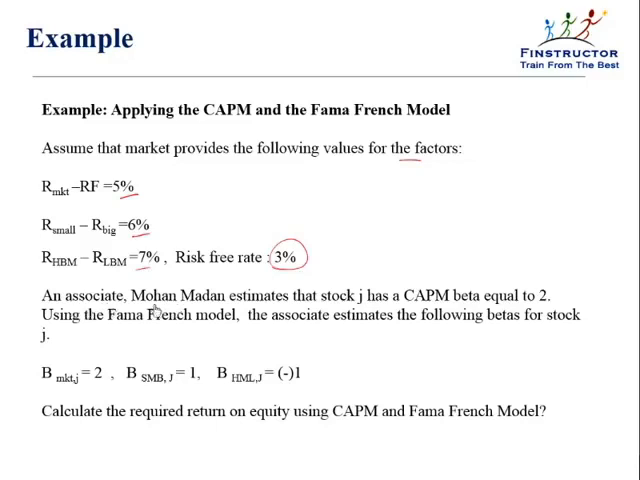An associate, Mohan Madan, estimates that stock J has a CAPM beta equal to 2. Using the Fama-French model, the associate estimates the following betas for stock J. So the beta for the market is 2. Small market cap beta is 1. High book to market beta is -1. Calculate the required return on equity using the CAPM and the Fama-French model.